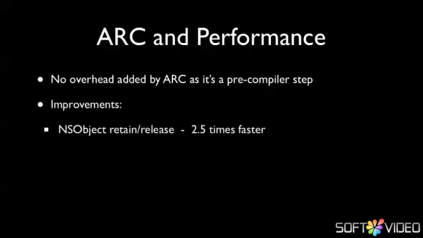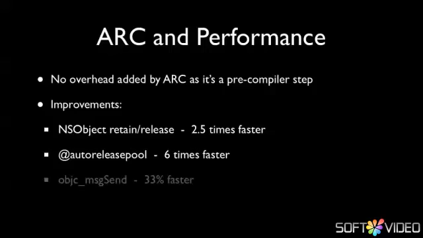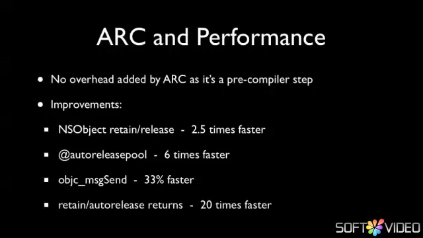So these improvements, for example, object retain and release is 2.5 times faster. @autoreleasepool is 6 times faster than NSAutoreleasePool. The Objective-C message send, which is basically the integral messaging within Objective-C, and hence rather important, is 33% faster. But this is a speed increase that goes pretty much across the board. And the retain auto-release returns are up to 20 times faster.